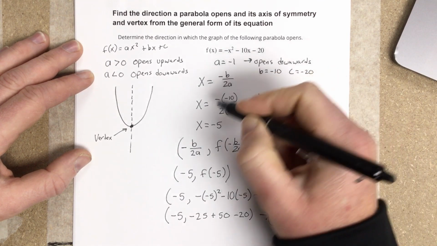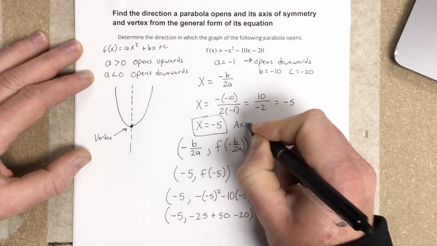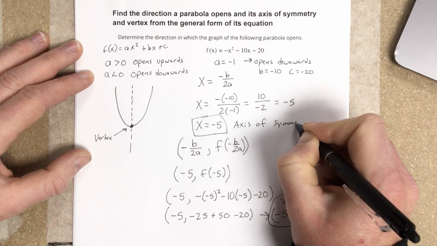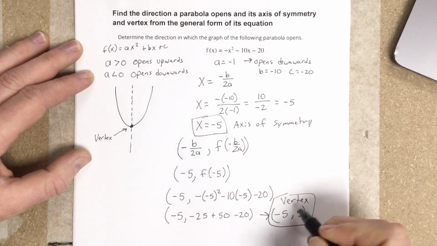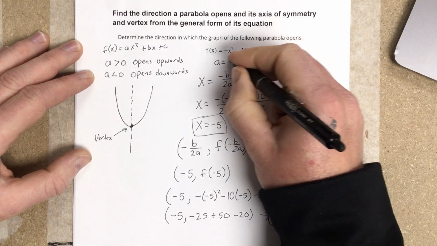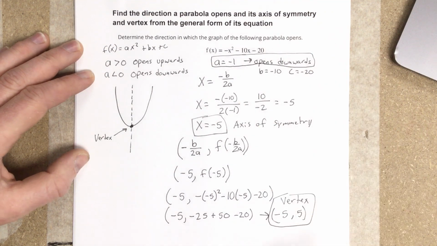So we have the axis of symmetry, we have the vertex, and we have whether or not it opens up or down. Let's try a second example.